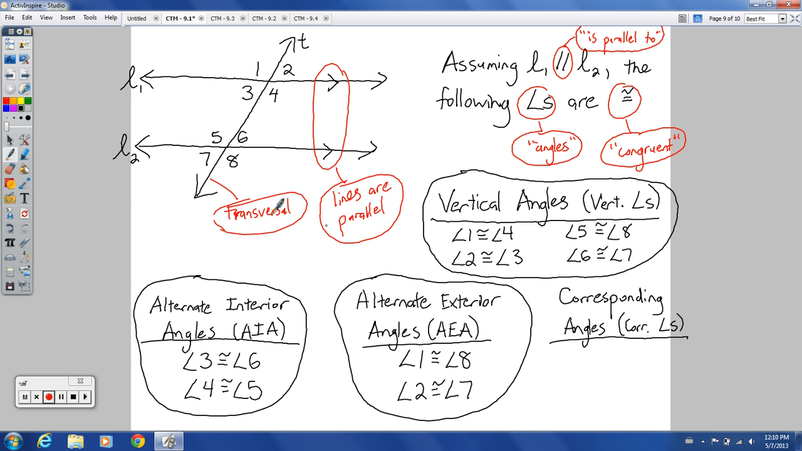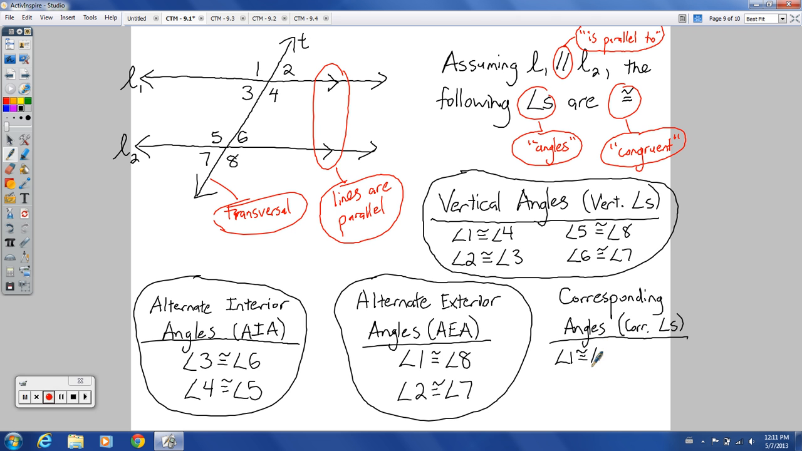And finally, corresponding angles. Think of things that are in the same relative spot, they correspond to each other. 1 would be congruent to 5. 2 would be congruent to 6. 3 to 7, and 4 to 8. Think of these as being in the lower or the upper right-hand corner. The 1 and 5, upper left-hand corner, and so on. So they're in the same relative spot. As long as the lines are parallel or can be assumed to be so, we can say that those are going to work out as well.